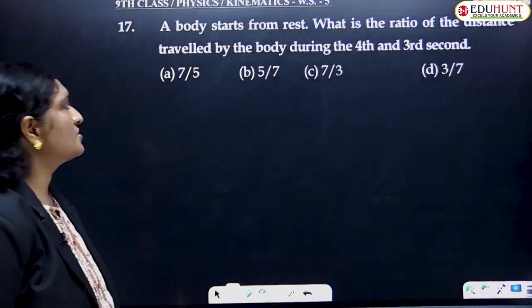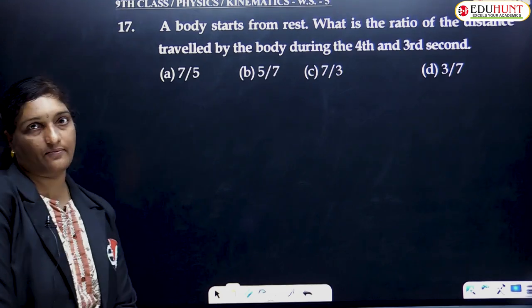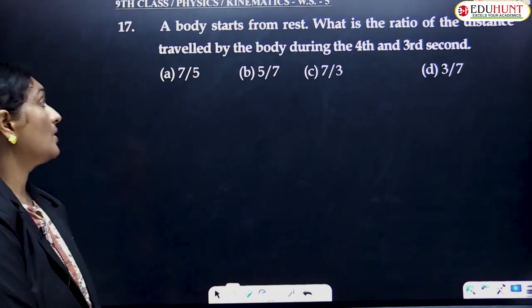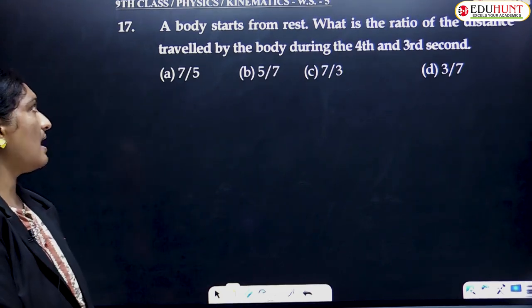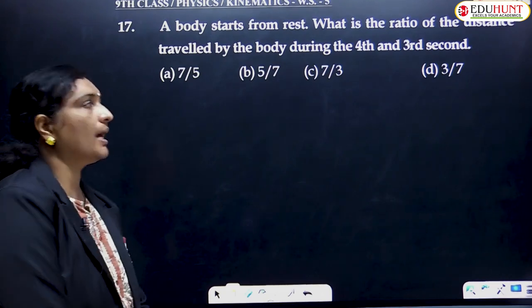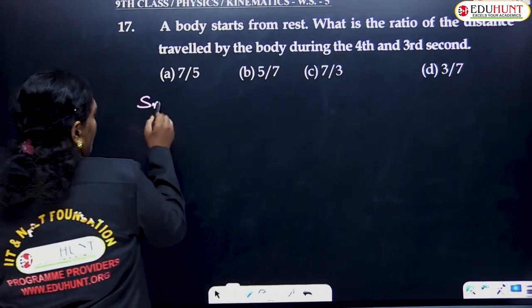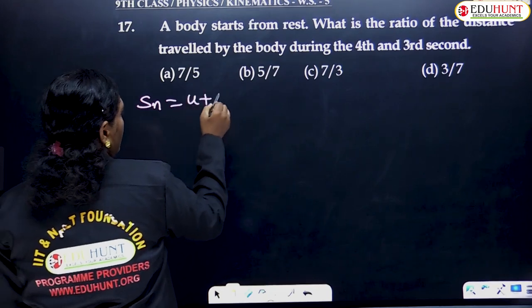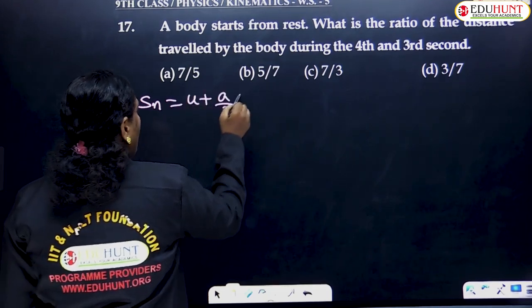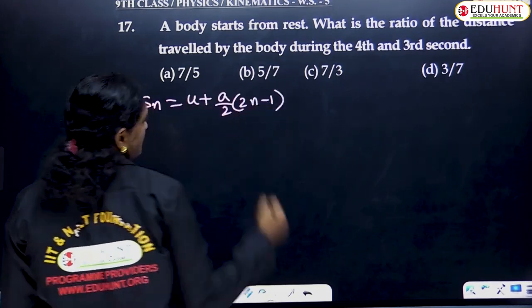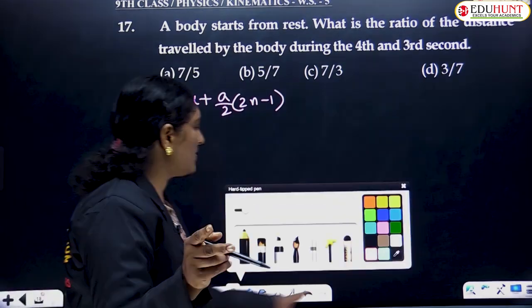Now the last question. A body starts from rest. Of course, initial velocity is 0. What is the ratio of the distance traveled by the body during the fourth and third second? Again the same formula, the nth formula: u plus a by 2 into 2n minus 1. Two different conditions they were asking you.